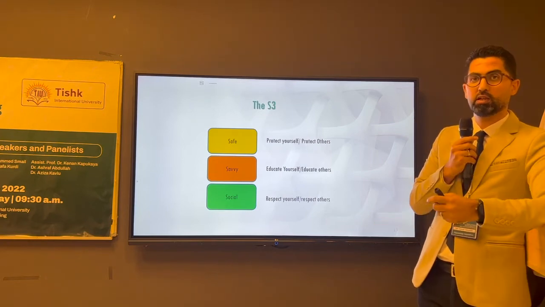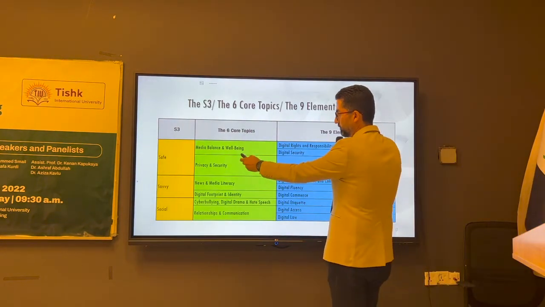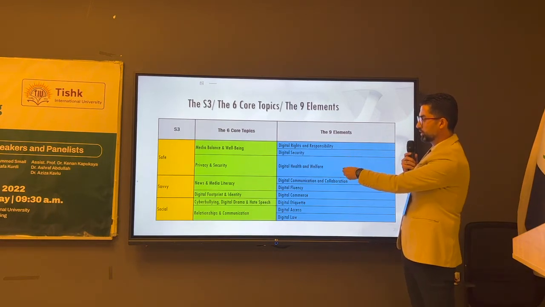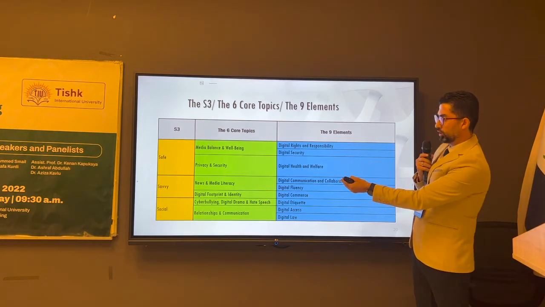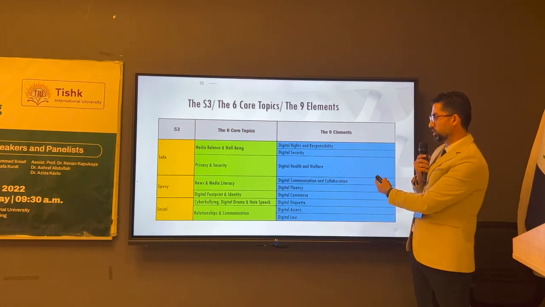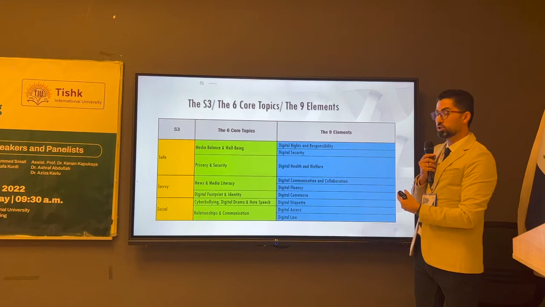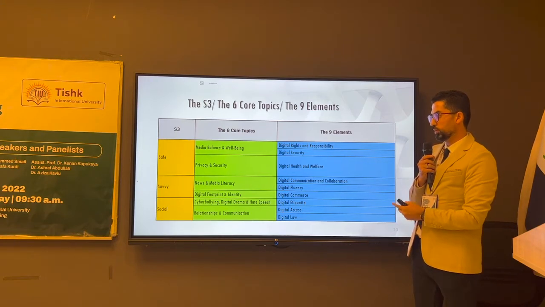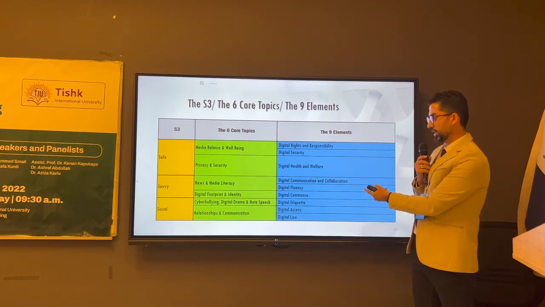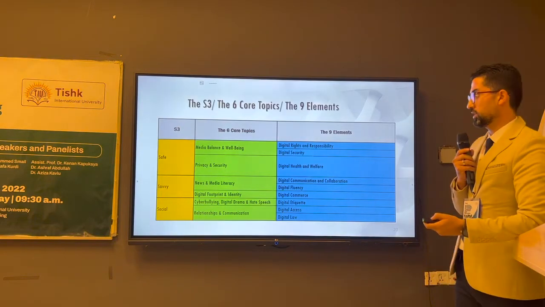It's these 3 S's. So if we put all 3 next to each other: safe, media balance and well-being, privacy and security, digital rights and responsibility, digital security, and digital health and welfare. Then savvy: news media literacy, digital footprint and identity, digital communication and collaboration, digital fluency or literacy, which is used interchangeably, and then digital commerce. And the last one, social: cyberbullying, digital drama and hate speech, relationships and communication, digital etiquette, access, and digital law. So that's how we can see them side by side.